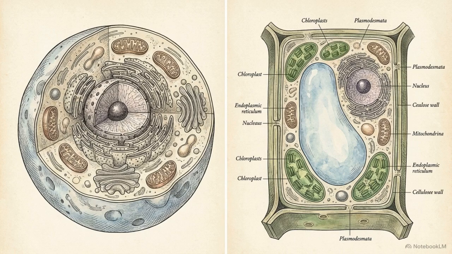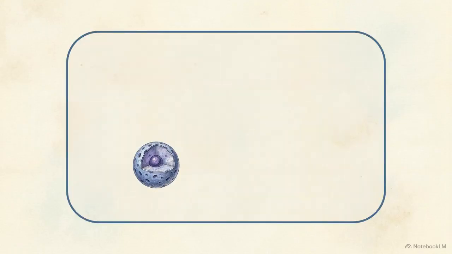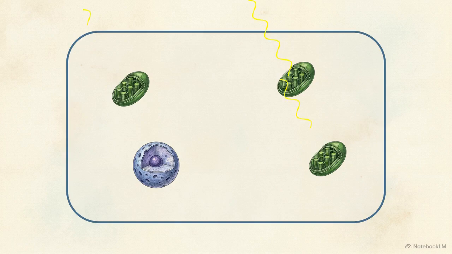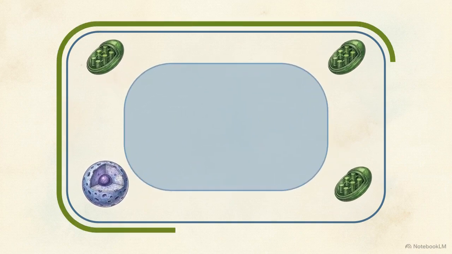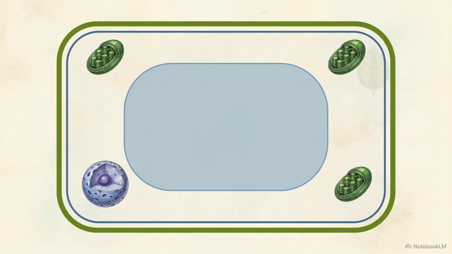Not all of these cellular cities look exactly the same. Plant cells, for example, have unique architectural upgrades that animal cells do not need. In this plant cell diagram, notice the green chloroplasts. These solar panels contain chlorophyll, capturing sunlight for photosynthesis. Also exclusive to plants are the central vacuole, a massive water tower for storage, and the thick cell wall, providing a rigid outer defensive barrier.